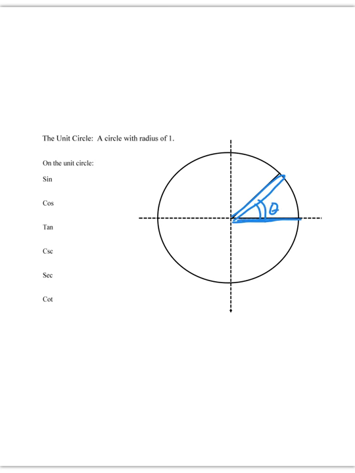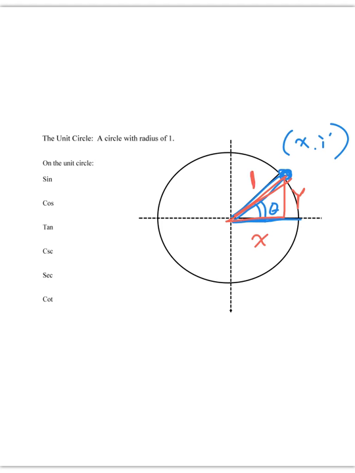I'm going to call this point right here (x, y), which means I can now draw a triangle. I'll do that in red. This horizontal length right here is x, because we know that x is the horizontal. This length right here is y, because it's the vertical. And our radius, by definition, is 1.